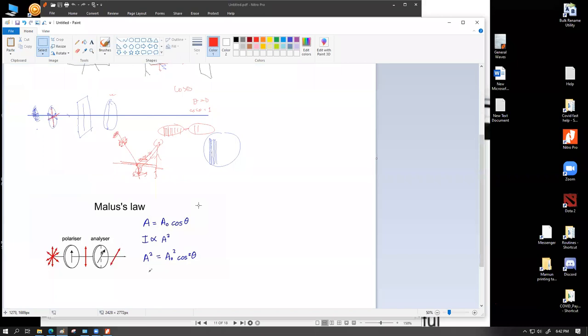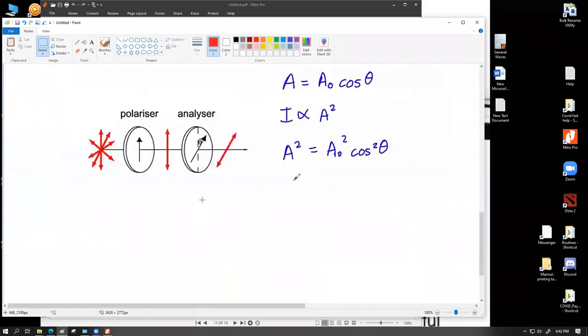The way it would be helpful for us for calculation is that if we square this equation, we get this one. So we can also write that A squared equals A naught squared cos squared theta. So we can write that the second intensity would be I equals I naught cos squared theta. That's the equation that we're going to get, which was not given in this formula, but I should have included that.